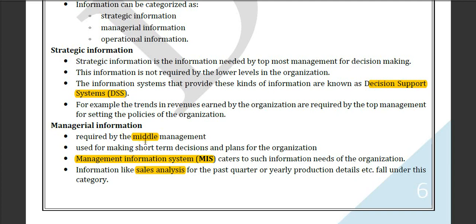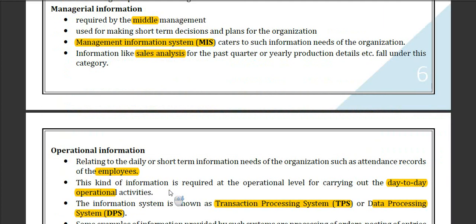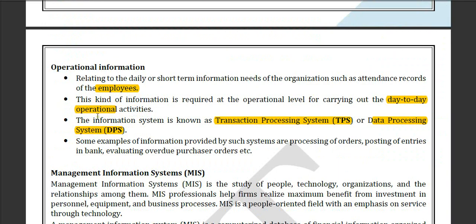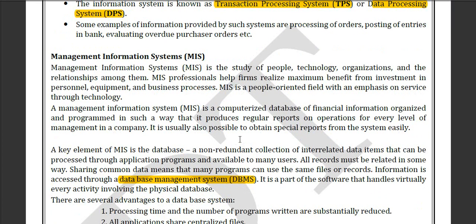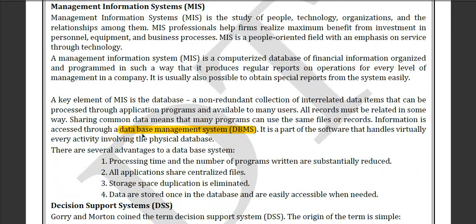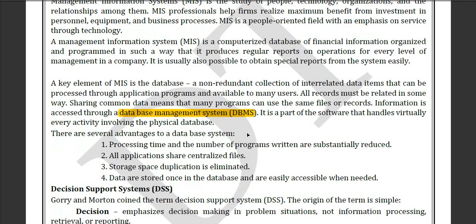Then managerial is the middle layer and known as the management information system, which is known as MIS, which needs to be the analyzing part. And the operational information is the employees, who are in the day to day work, and those are known as transaction processing system, which is TPS, or data processing system, which is DPS. In the managerial information system, we have database management system, which is DBMS, which is managed by the manager and all other officers who are working in the decision making system of the middle layer.